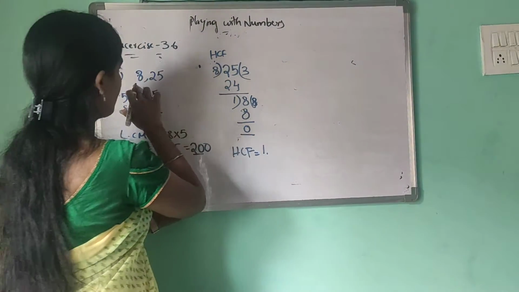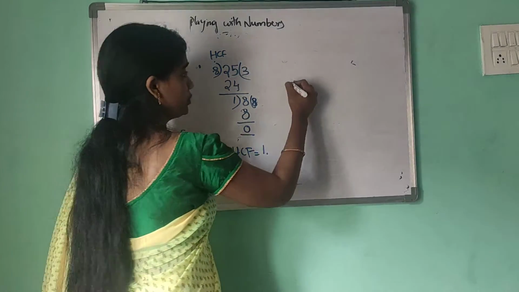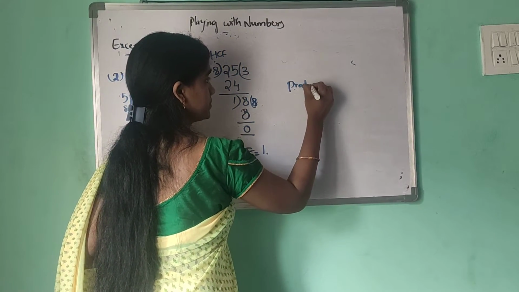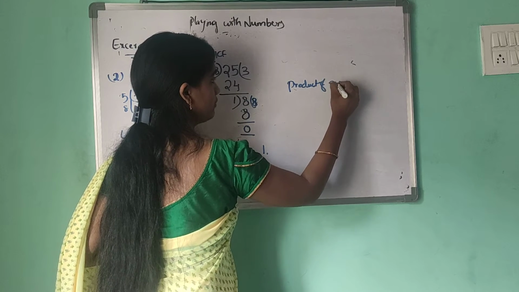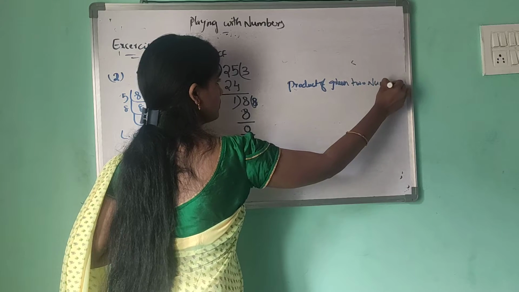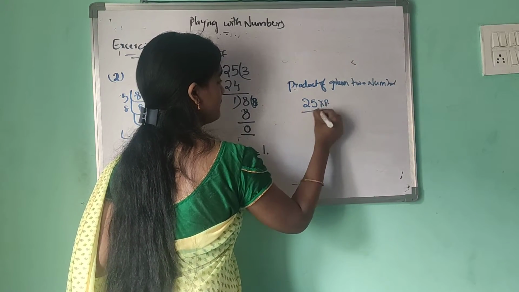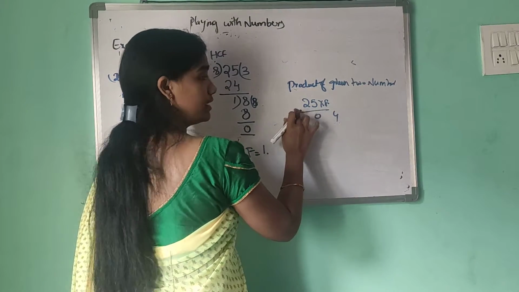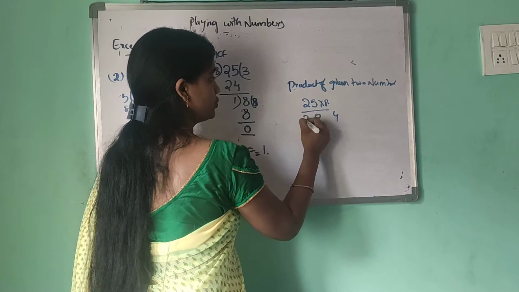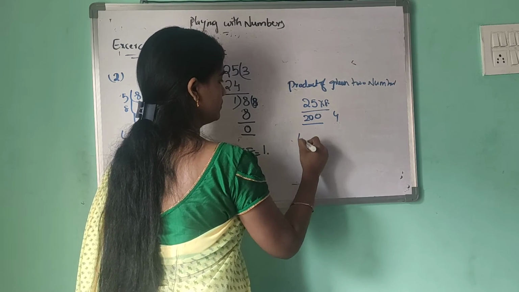So how do we find the relation? The product of the two numbers, the product of the given two numbers, is 25 into 8. 8 5s are 40. 8 2s are 16. 16 plus 4, 200.